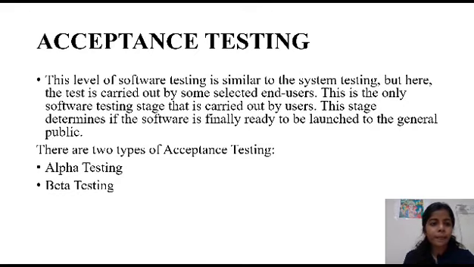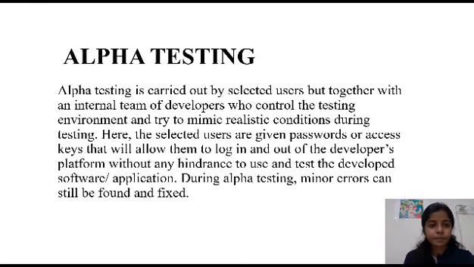Acceptance testing. This level of software testing is similar to system testing, but here the test is carried out by some selected end users. This is the only software testing stage that is carried out by users. This stage determines if the software is finally ready to launch to the general public. There are two types of acceptance testing: one is alpha testing, another one is beta testing.